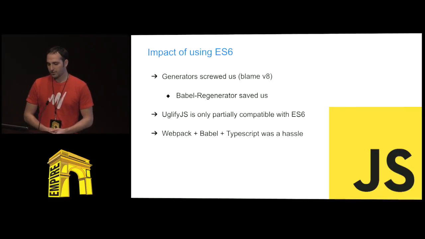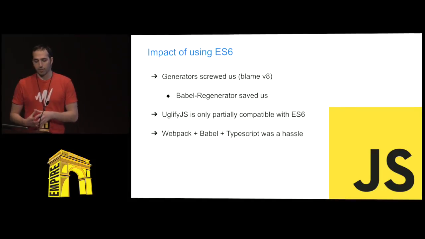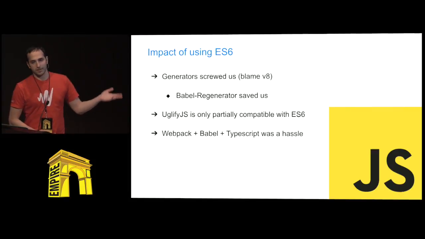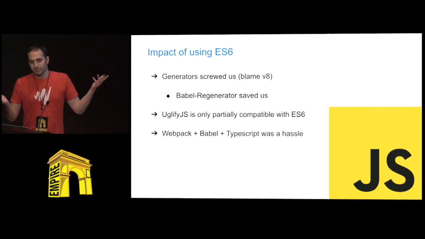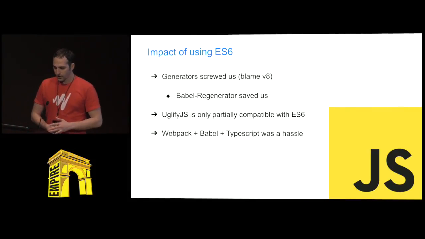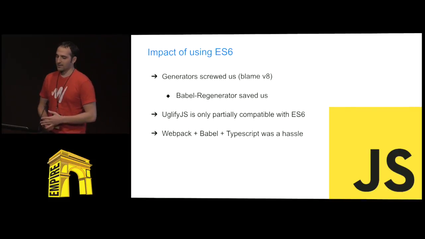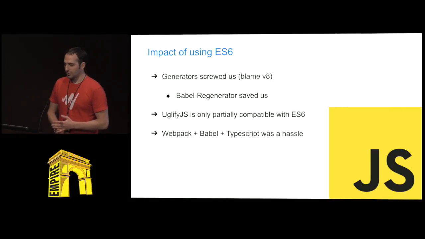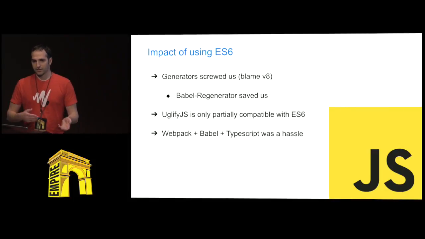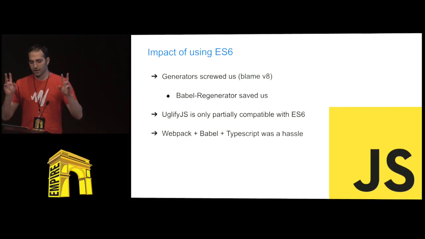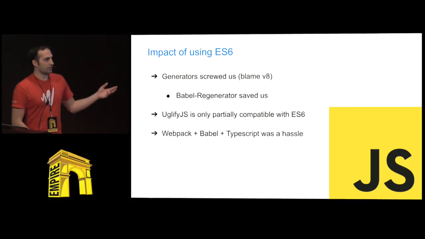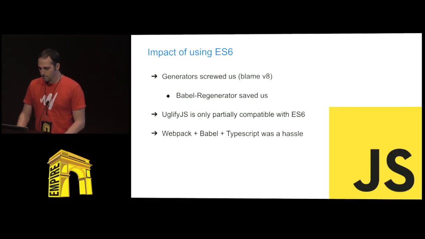Another problem we ran into was that Uglify.js is only partially compatible with ES6. Again, regenerator helped us, but again, it's such a bigger file, it kind of sucks. And then Webpack plus Babel plus TypeScript was quite a hassle. TypeScript doesn't natively support a lot of ES6 features, so you have to enable it with the ES next option set to true. And in the end, it just took hours to get it all working.